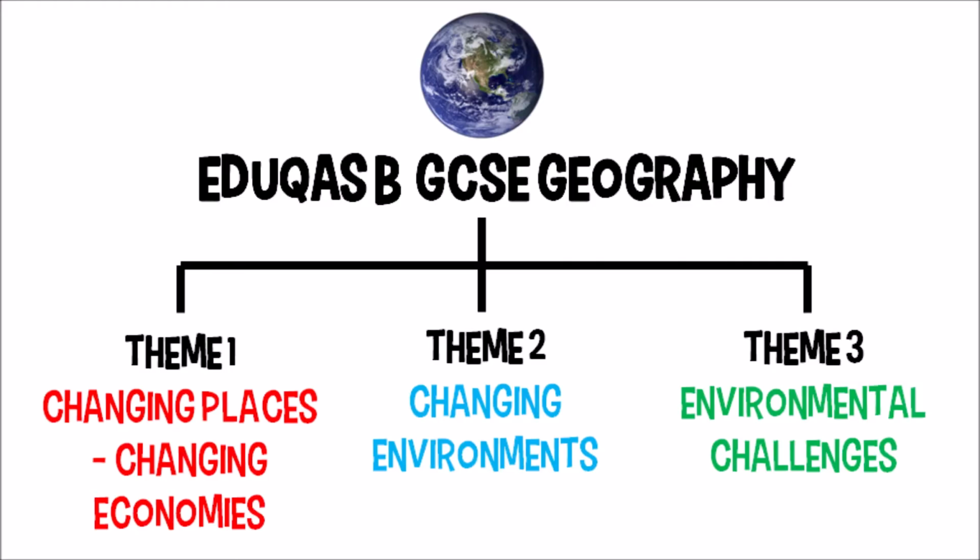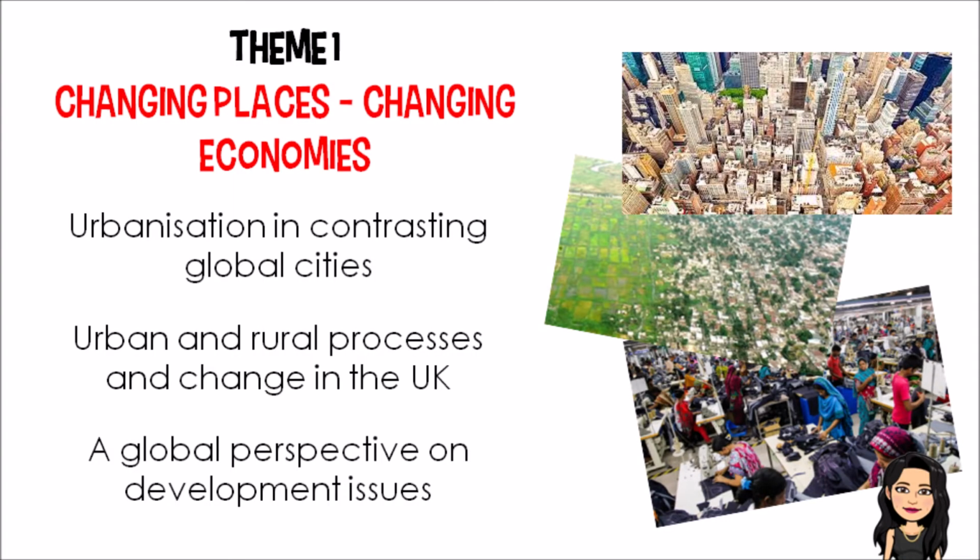So if we start with theme 1, first of all, changing places and changing economies. One of the topics you will learn about in this theme is called Urbanisation in Contrasting Global Cities. This is where you are going to explore global cities at a range of scales, and you're going to investigate the growth and character of two specific global cities that your teachers select. For each of those cities, you're going to look at in more detail the reasons for their growth, the factors that have contributed to their growth, as well as ways of life of the people and cultural patterns, before moving on to looking at the challenges they face and the strategies which aim to reduce inequality and improve the lives of people.